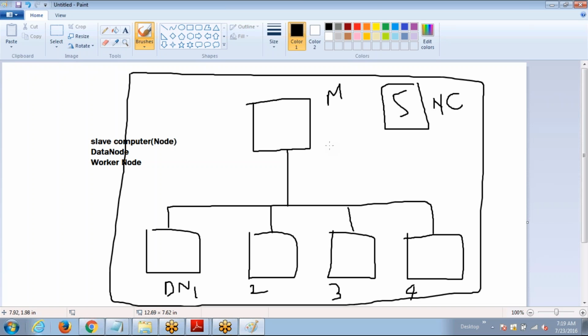They might again ask how many data nodes you have. What are the data nodes here? 4. So 4 data nodes and 1 master node. Including the master, you have a 5 node cluster in your Hadoop cluster. That is good. So far you are able to understand this.